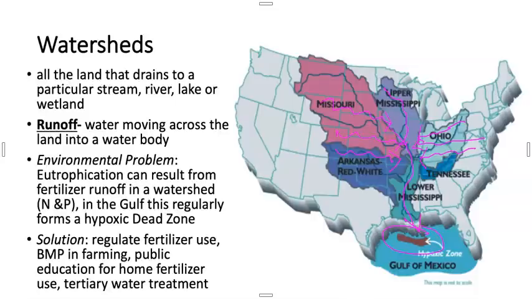So some solutions for this might be to regulate fertilizer use within farmlands. So maybe having a government or state regulation to control the amount of fertilizer put onto the land. We could use what's called BMP, or best management practices in farming, which would be things like maybe using low-till farming so there's not as much erosion of soil, which can also carry nutrients with it. Maybe using cover crops to try to keep soil in place also helps prevent nutrients from ending up in runoff.